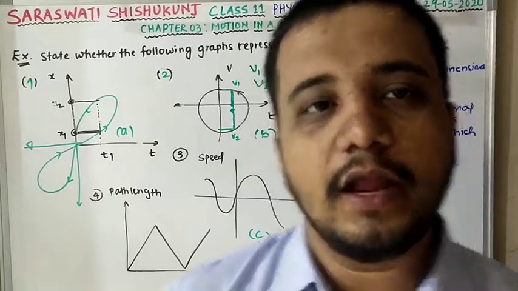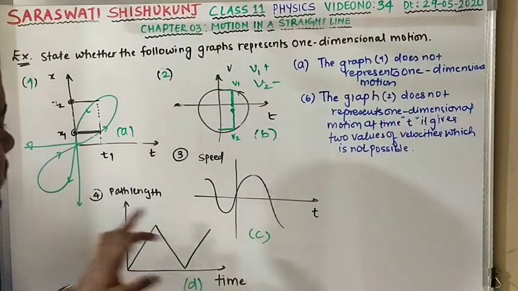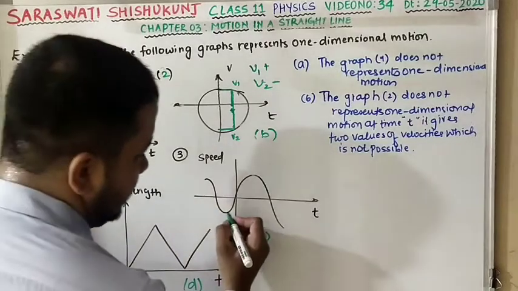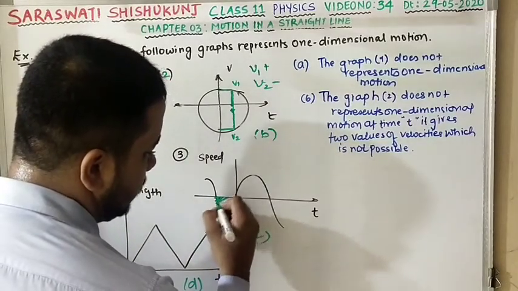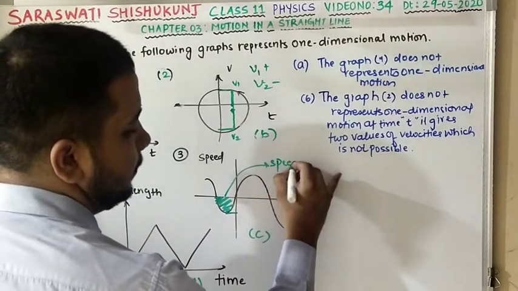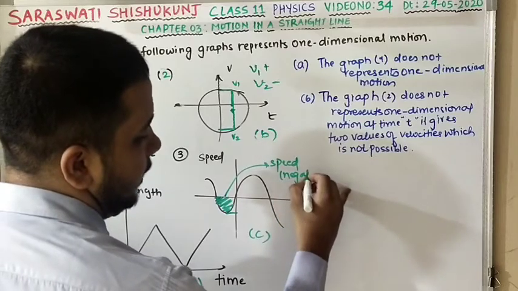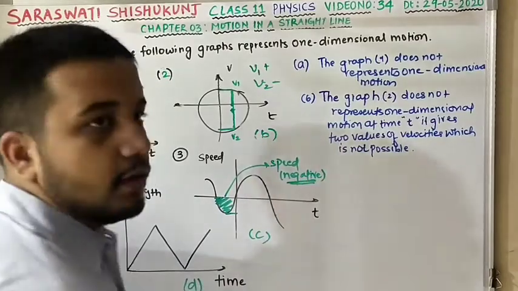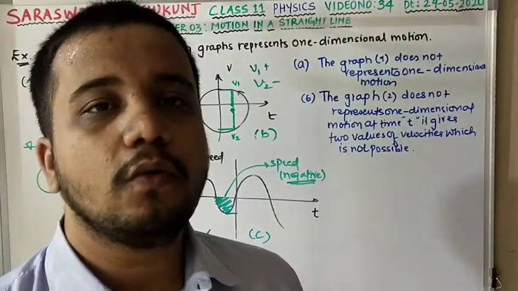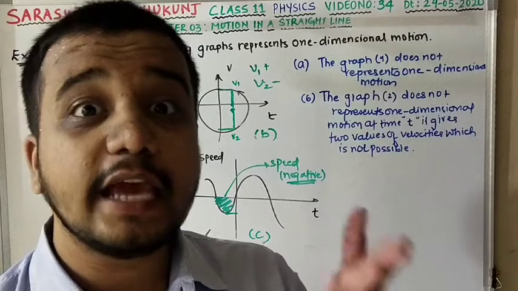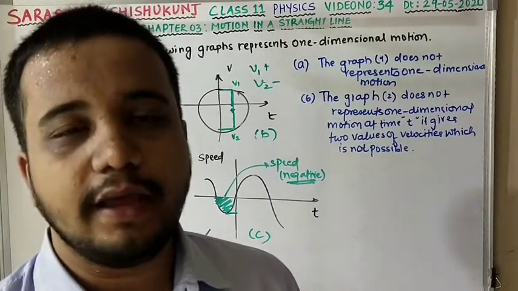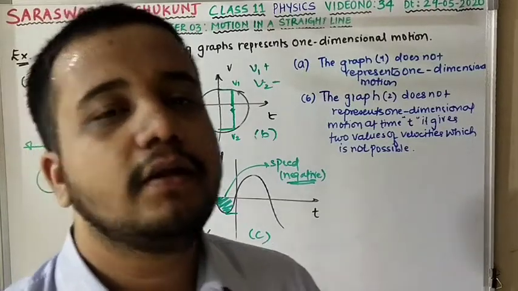Is this clear? Now moving to the third graph. You will be able to notice one thing. The speed over here, this much portion, is found to be negative. Can speed be negative? Tell me the answer. No. Why can speed not be negative? Because distance can never be negative. If distance is not negative and time is never negative, your answer of speed will never be negative.